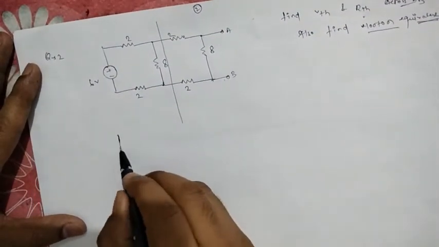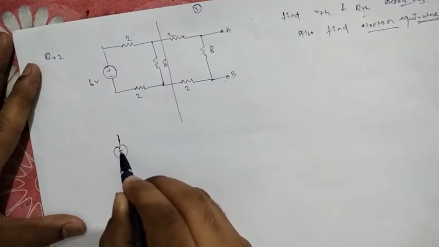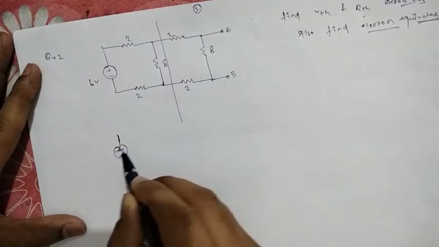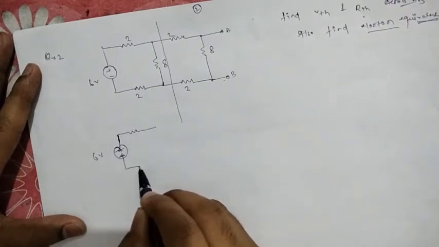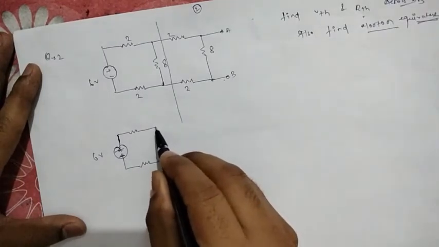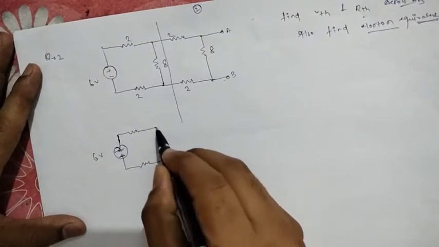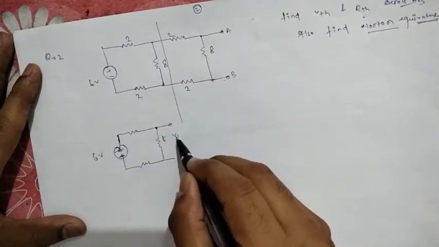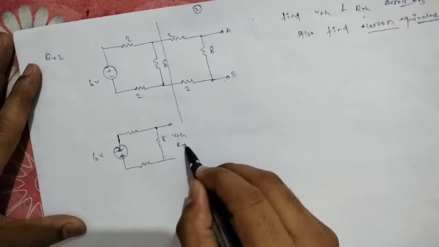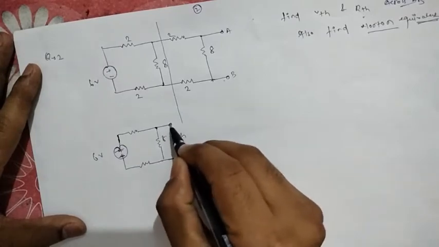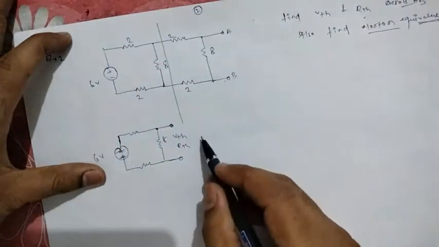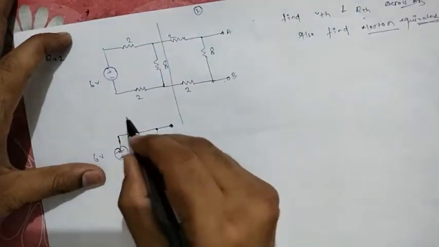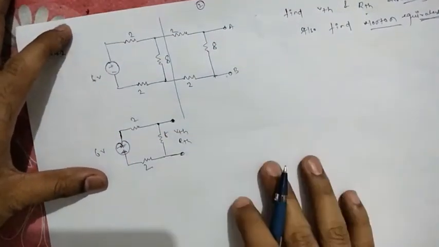Suppose we have this circuit with us, this is plus and minus 6 volt. Now considering this circuit only, we have to calculate the VThevenin and RThevenin across this node, so that we can replace all this network with VThevenin and RThevenin. Then this is 2, this is 2.